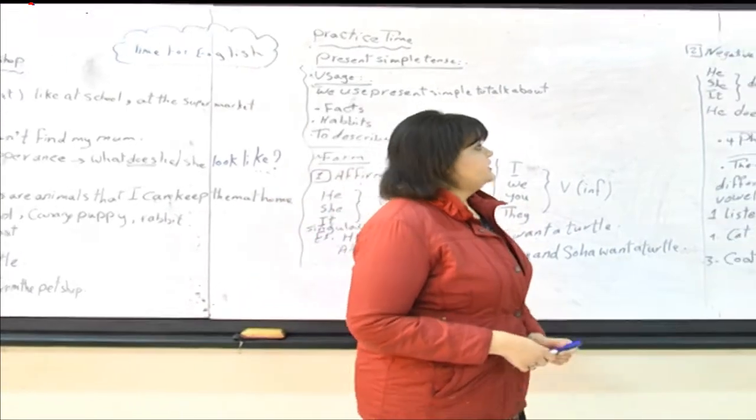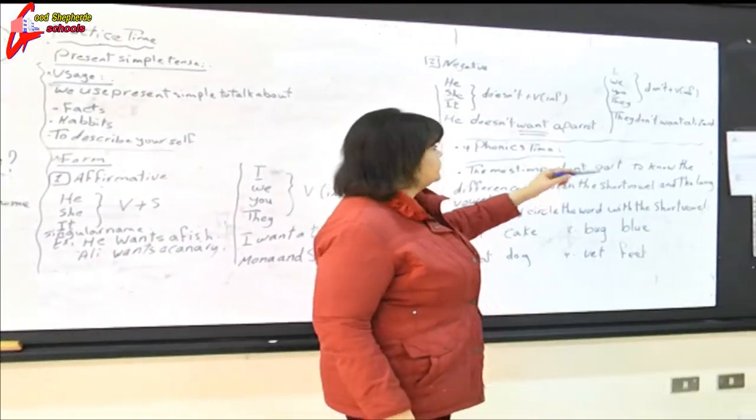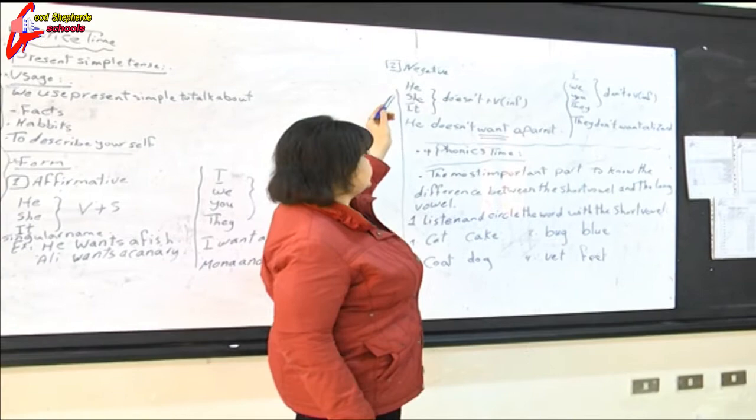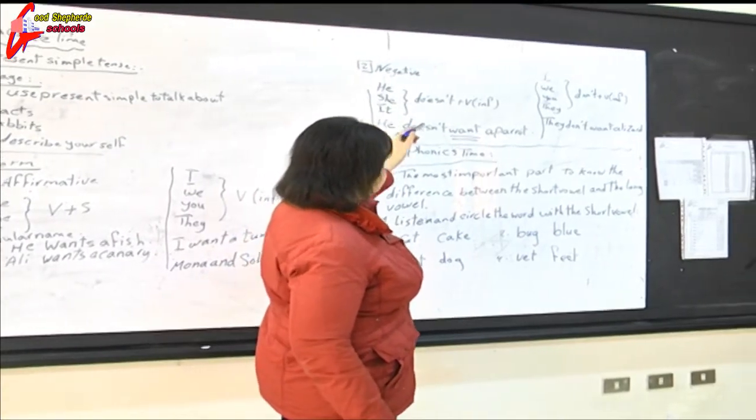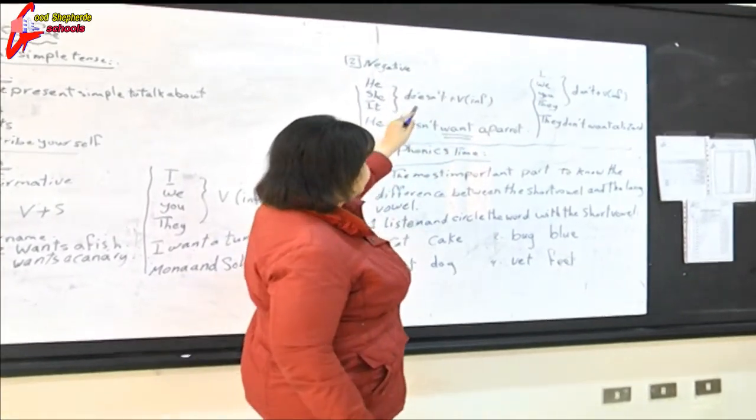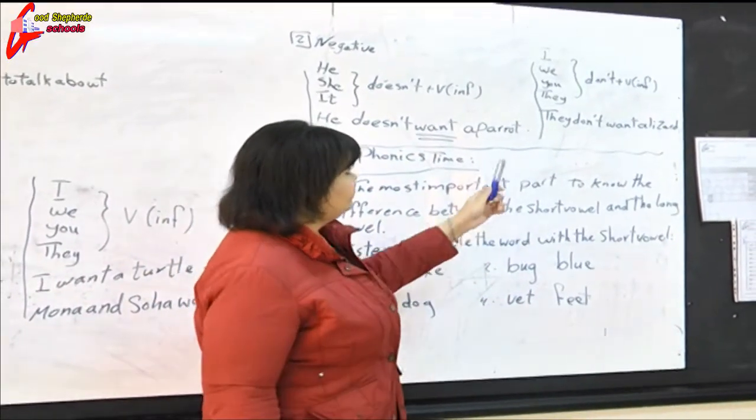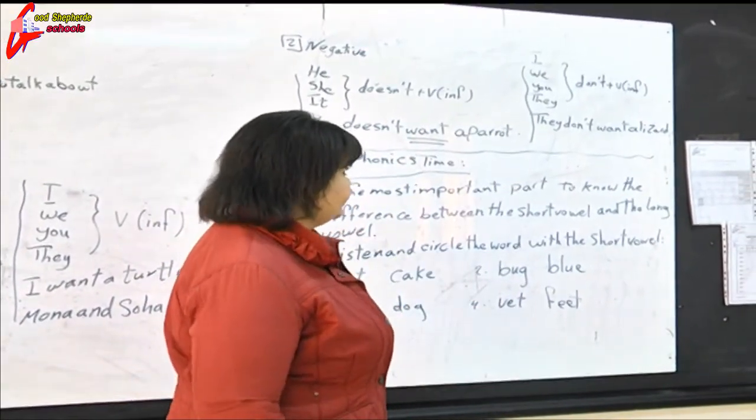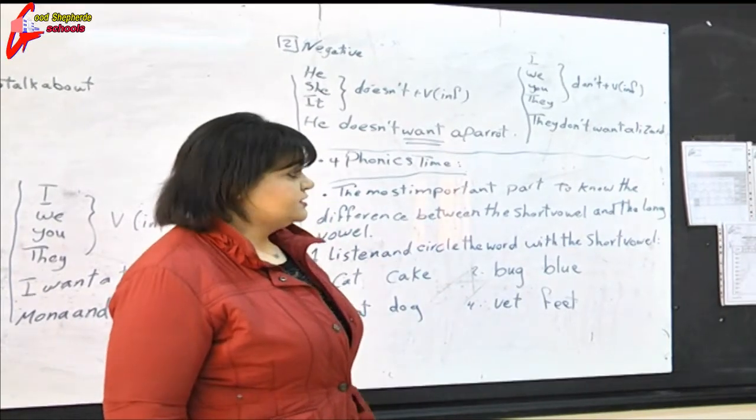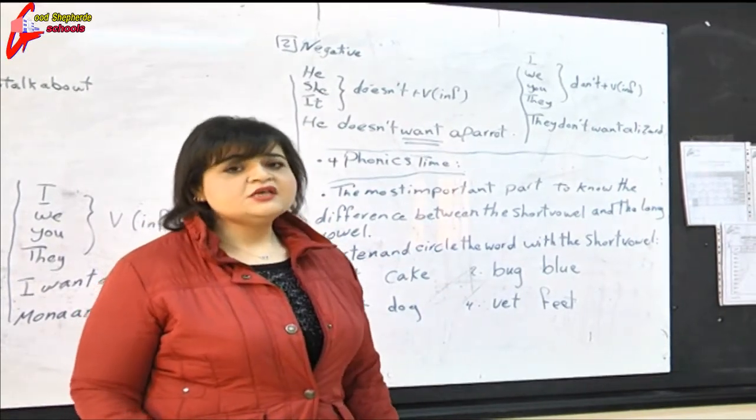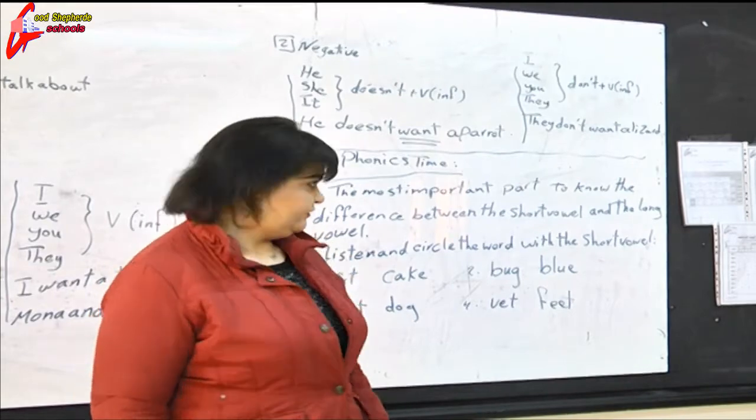In negative, we use doesn't or don't. Doesn't, we use with the pronouns he, she, it. "He doesn't want a parrot." And after doesn't, we put the verb in infinitive. With I, we, you, and they, we use don't plus the verb in infinitive. "They don't want a lizard." So after doesn't and after don't, we use the verb in infinitive.